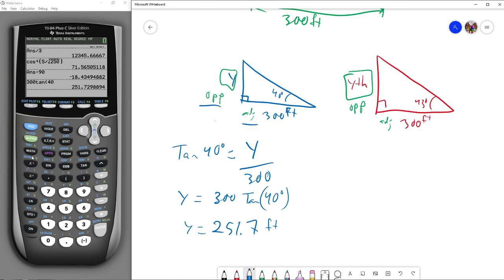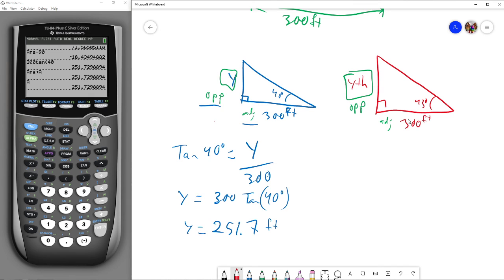Now what I'm going to do is hit the store button. I'm going to store this in memory, hit alpha and A, so that's stored in memory slot A. Very useful. That means if I just hit A, there's my number. It's almost magic.